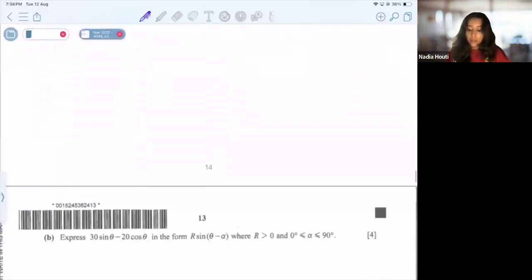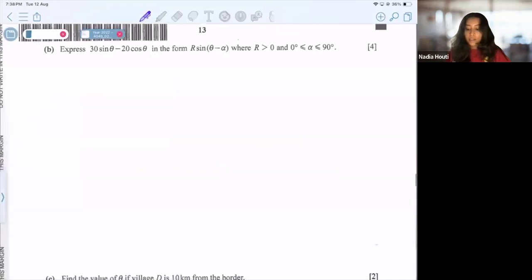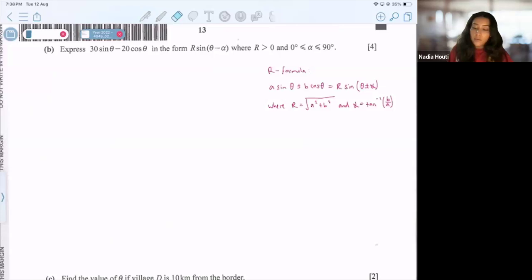Then in the next question, express 30 sine theta minus 20 cosine theta in the form r sine theta minus alpha, where r is greater than 0 and alpha is between 0 and 90 degrees. For this question, you have to use your R formula. The R formula is not given in the exam. You have to memorize this, so just take note of that. Let's recall the R formula.